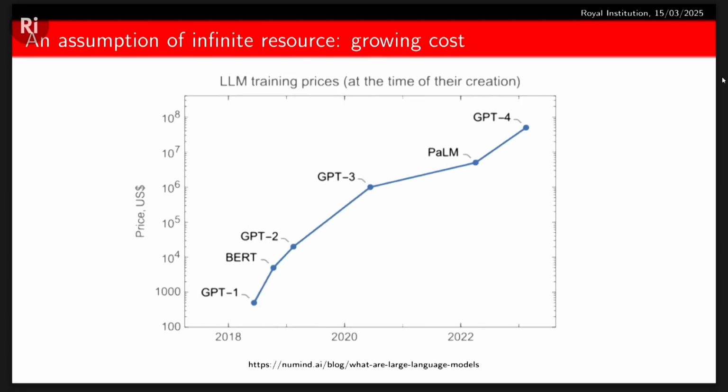And then here is cost. On this graph, we're looking over time along the x-axis and price in US dollars on the y-axis, and you can see that it's growing. This is a logarithmic scale. And this is the cost. It includes buying the computer equipment, but also paying for the electricity to run it, the cost of servicing it, the rest.